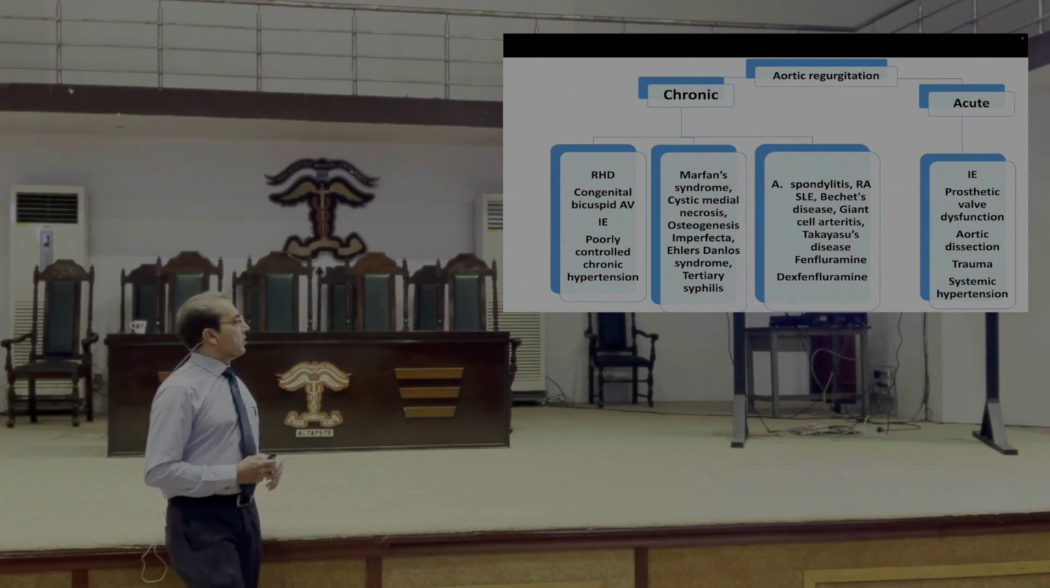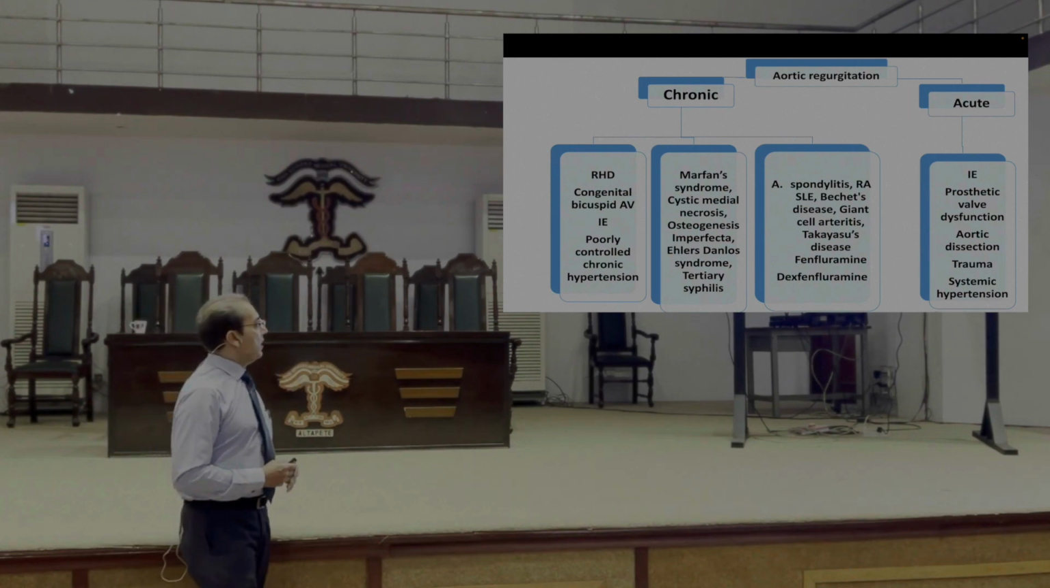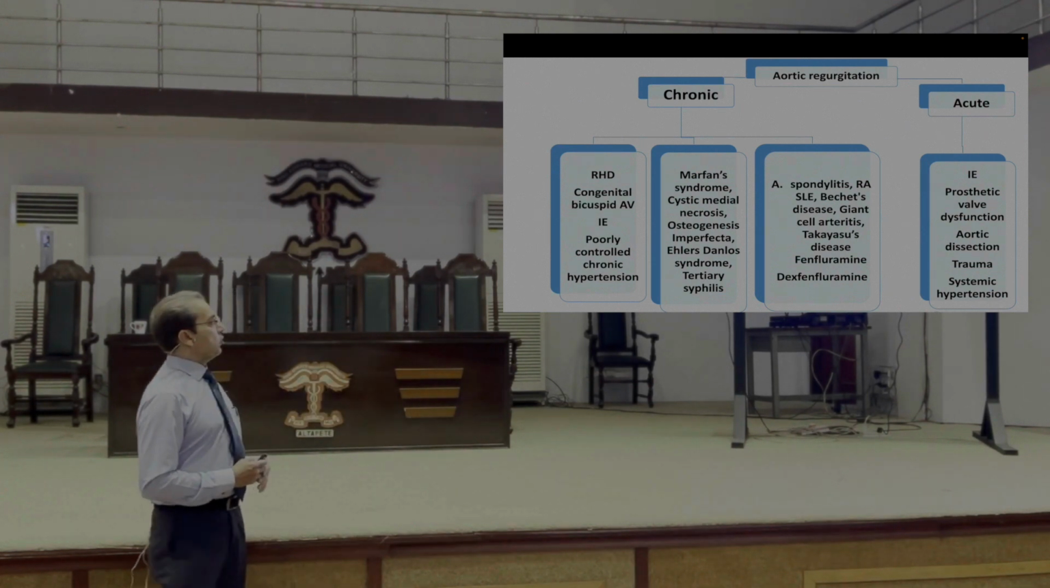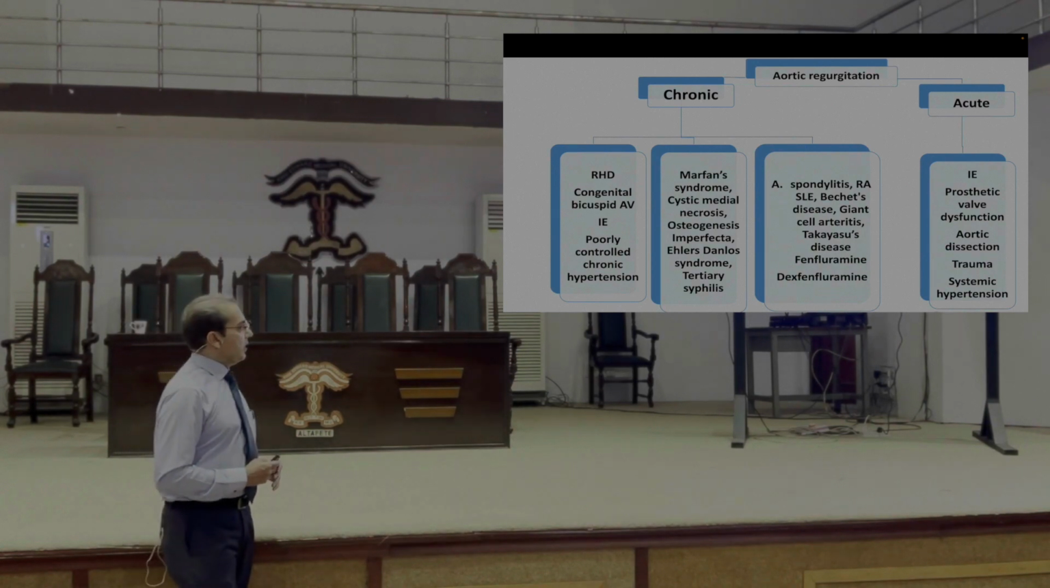While chronic aortic regurgitation is seen in many conditions, of these more common is rheumatic heart disease, congenital bicuspid aortic valve, infective endocarditis, poorly controlled chronic hypertension, Marfan syndrome, systemic medial necrosis, osteogenesis imperfecta, Ehlers-Danlos syndrome, tertiary syphilis. So many of these are connective tissue disorders related to the aorta, and then you've got diseases like ankylosing spondylitis, rheumatoid arthritis, SLE, Behçet's disease, giant cell arteritis, Takayasu's disease, fenfluramine and dexfenfluramine.